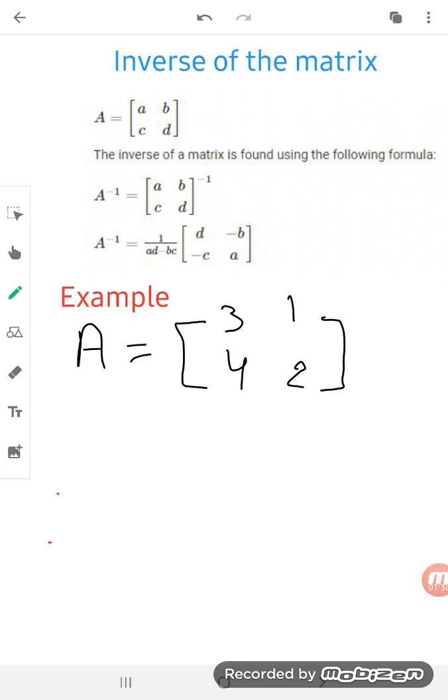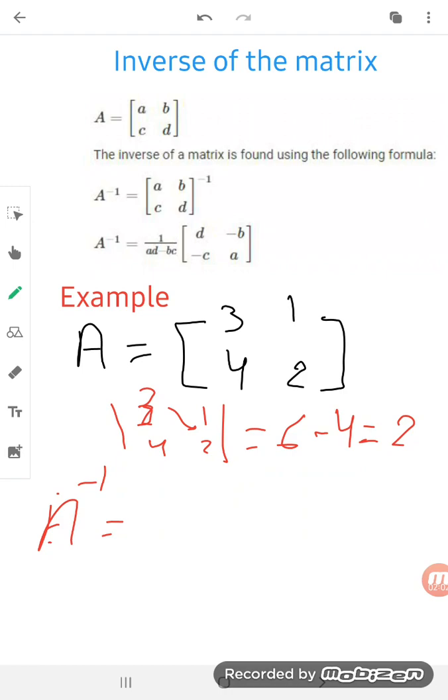Okay, first find the determinant of [3, 1; 4, 2], which equals 3 multiplied by 2 equals 6, minus 1 multiplied by 4 equals 4, so the determinant equals 2. Step number 1, to find A to the power of -1 equals 1 over this value, 1 over 2, multiplied by the matrix after interchanging the principal diagonal: put 2 here and 3 here, and change the sign of the other diagonal, 1 and 4 become -1 and -4.